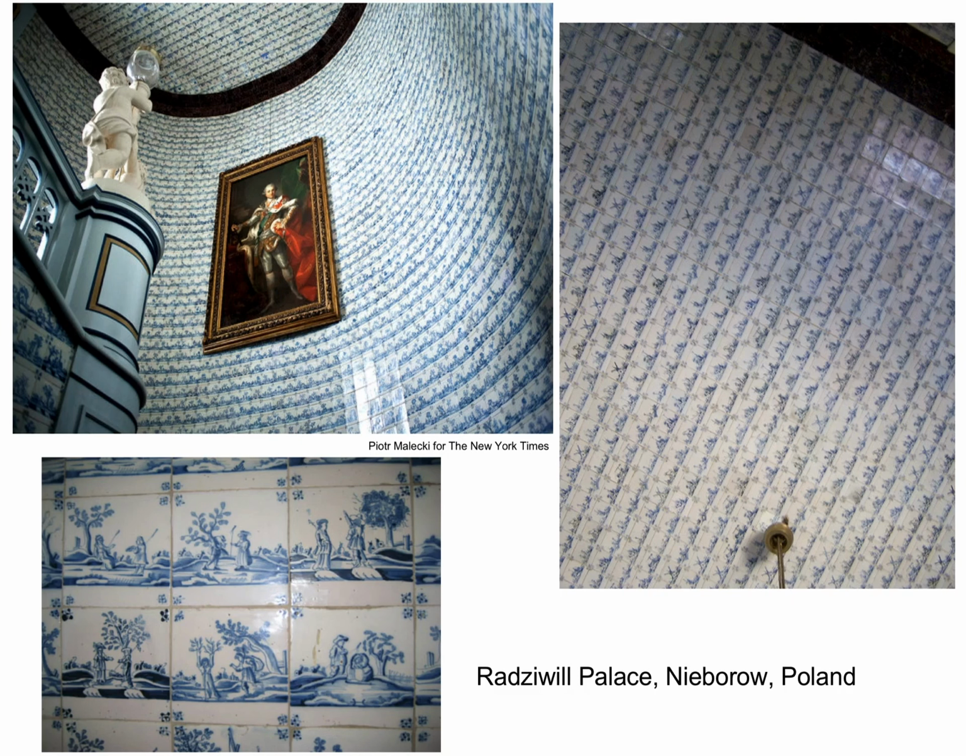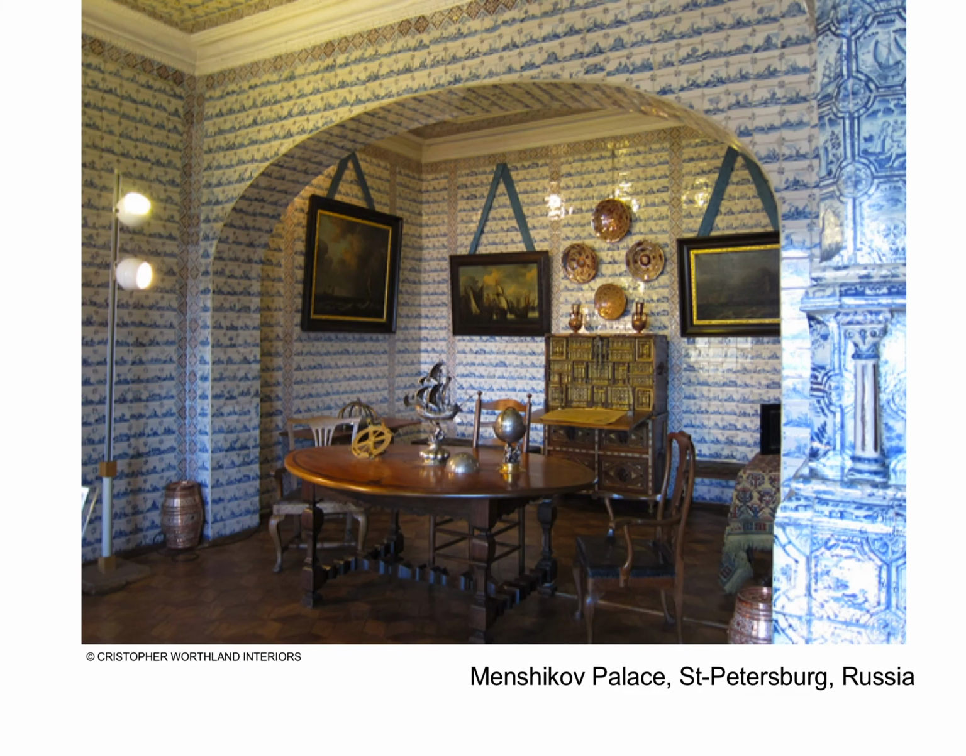And then more and more and more examples of the use of tiles, at times quite extreme, quite excessive, like this palace in Poland, this one in St. Petersburg, Russia. And again, keep in mind that those buildings could be as old as sometimes 300, 400, 500 years old, and so on.